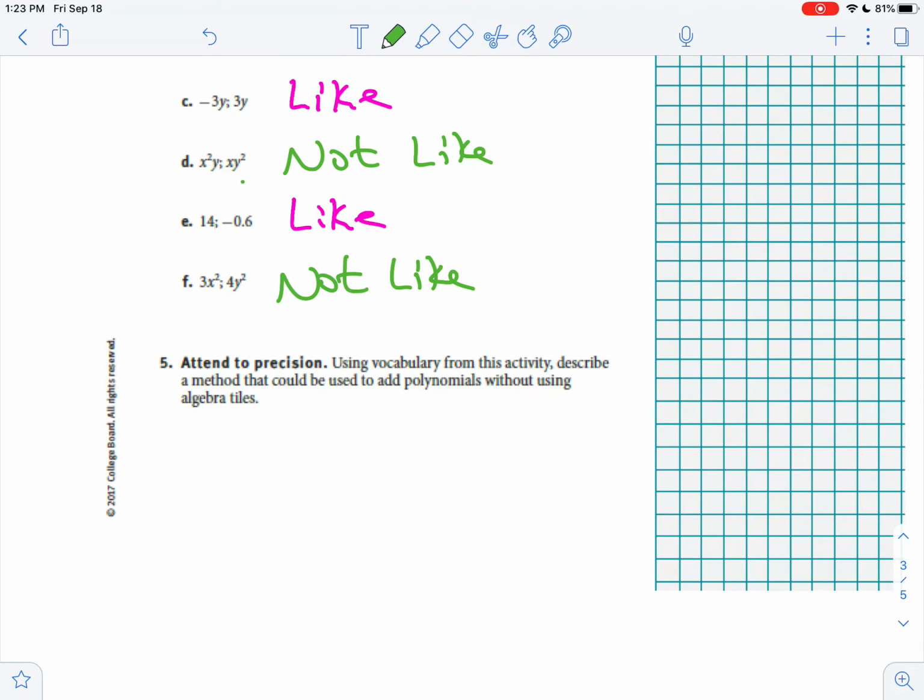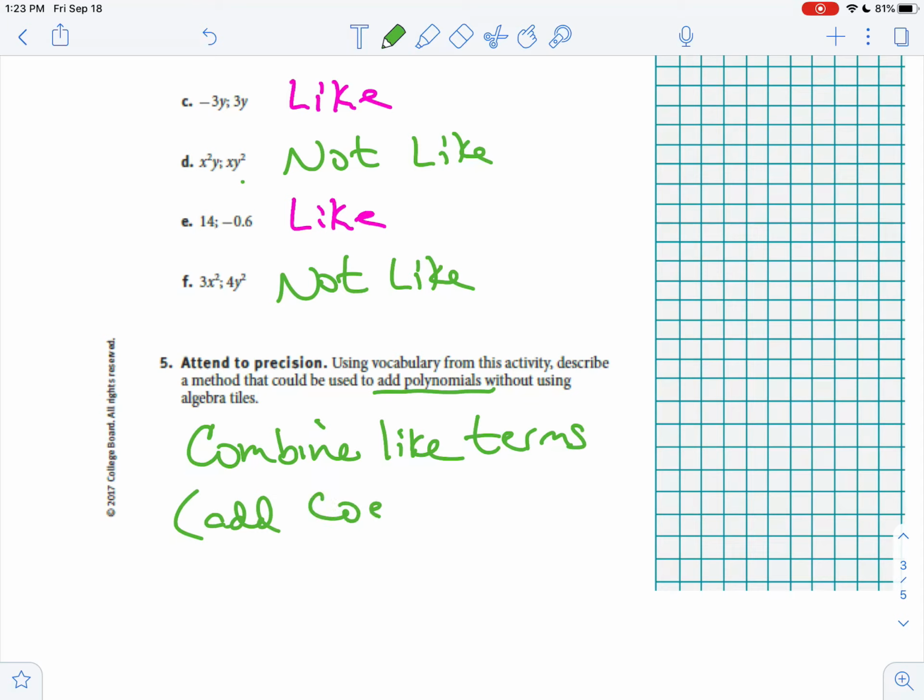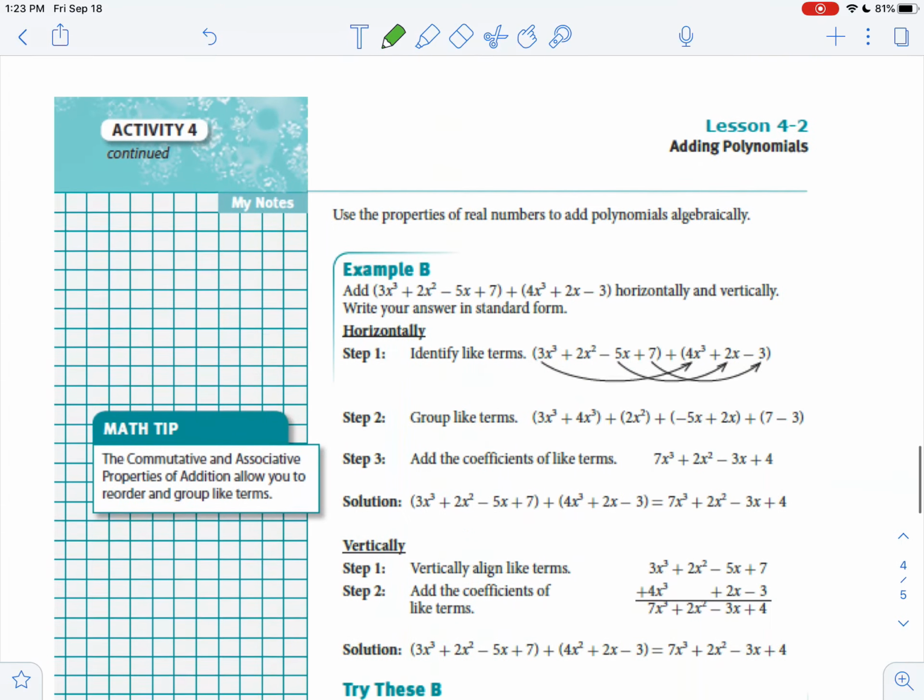So like terms are what we're going to want to combine. And so that's what we're going to do instead of using algebra tiles. We're going to add polynomials. Okay, so we want to add polynomials by combining like terms. And when we combine like terms, we only add coefficients. We don't do anything with the powers. And so we'll practice that in an example coming up.